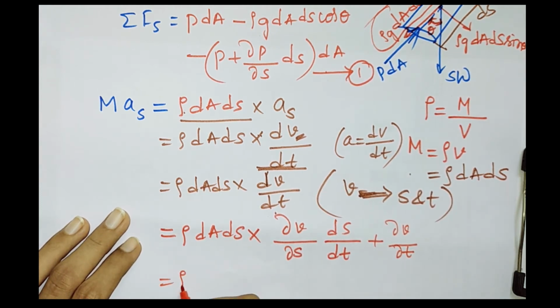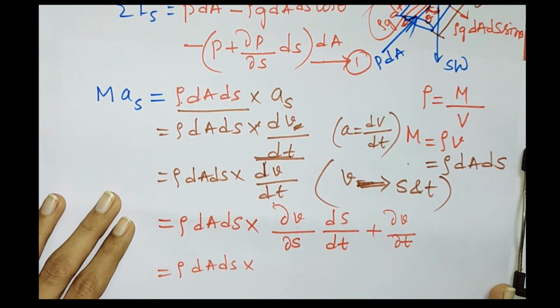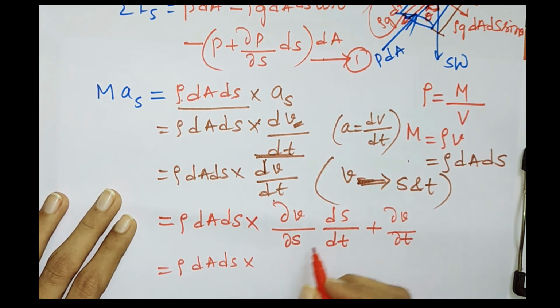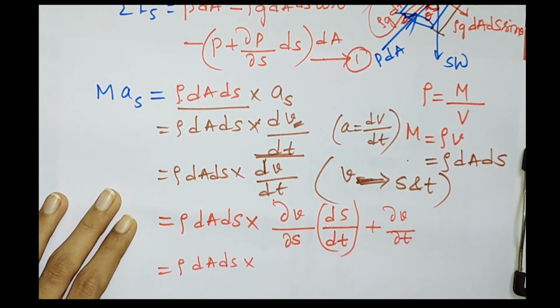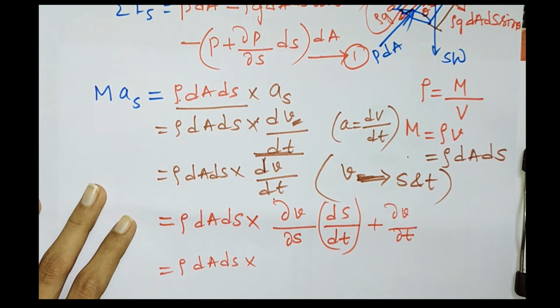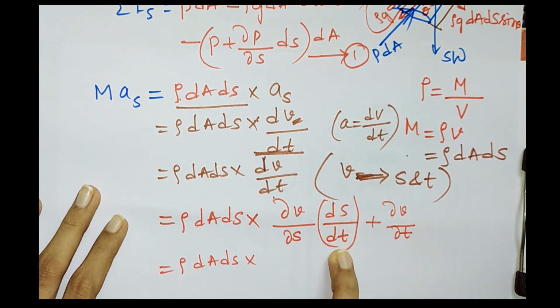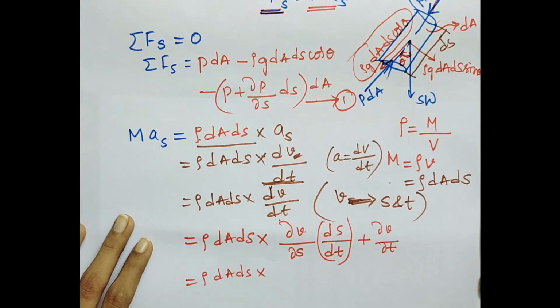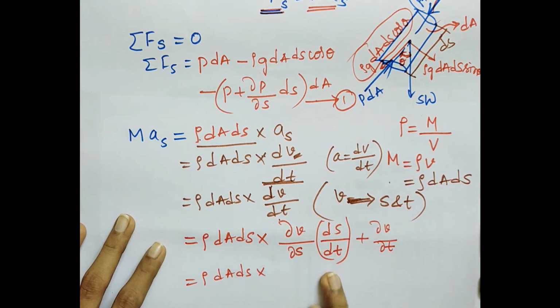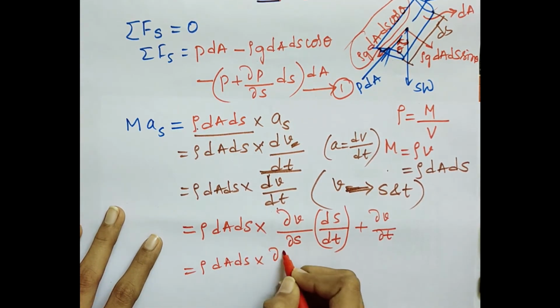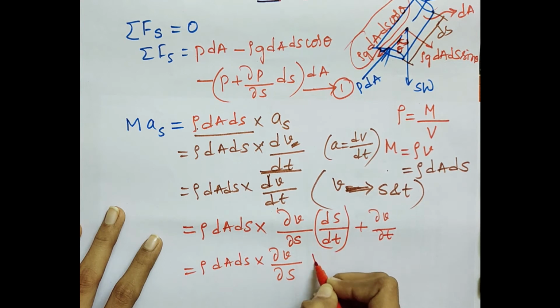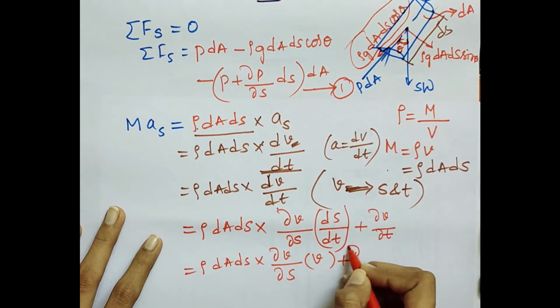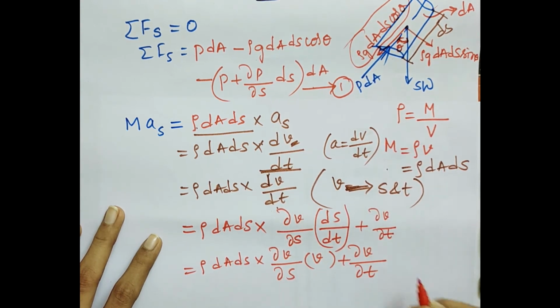So here, this ds by dt is the distance divided by time. ds is the length, dt is the time, so it is nothing but distance divided by time, which is velocity, v, plus dou v by dou t.